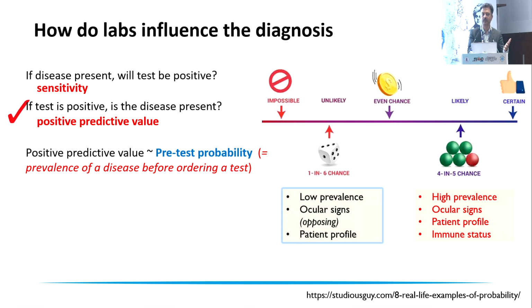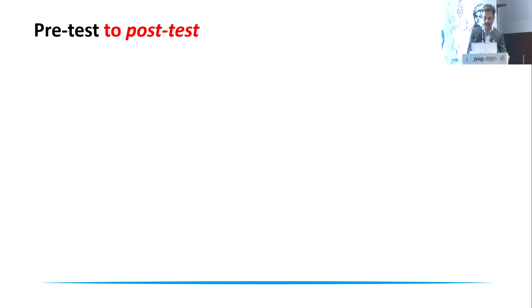In India, we do not see birdshot chorioretinopathy. So, low prevalence of the disease, the ocular signs are opposing. You see granulomatous uveitis, you're not going to think of B27 or Behçet. Okay? Then you see the patient profile. All of these things will tell you that the pretest probability is low for a given diagnosis. So this is probably the art of practicing uveitis that you should take from this talk.